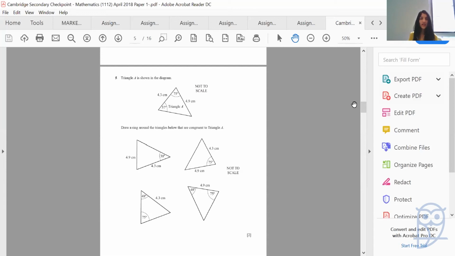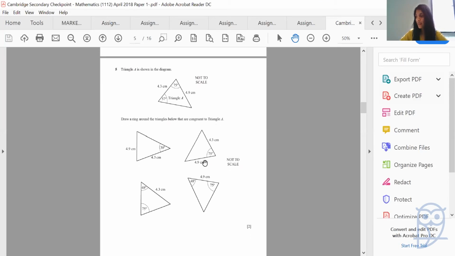It says triangle A is shown in the diagram. Then it says draw a circle around the diagrams below that are congruent to triangle A. So just looking at those triangles, what do we know about congruency? If we look at these two triangles, firstly, the two sides and the one angle tell us that this triangle is congruent to triangle A.